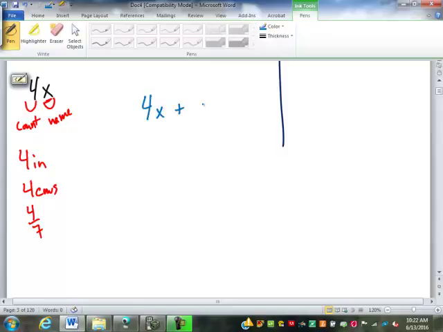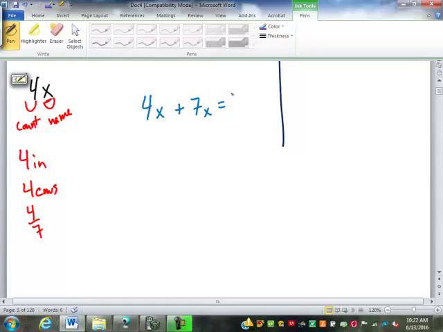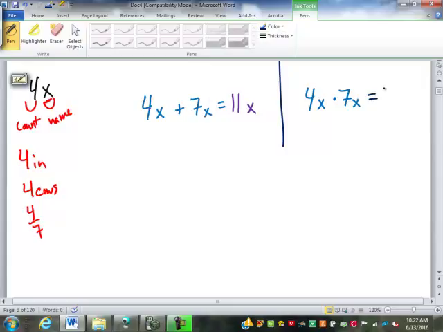If I take 4x plus 7x, I'm going to get, well, I combine the counts. 4 plus 7 is 11. And when we add numbers, we keep the same name, so that stays x. If I'm multiplying, however, 4x times 7x, I combine the counts. 4 times 7 is 28. But I also combine the names. Just like inches times inches became inches squared, x times x becomes x squared.